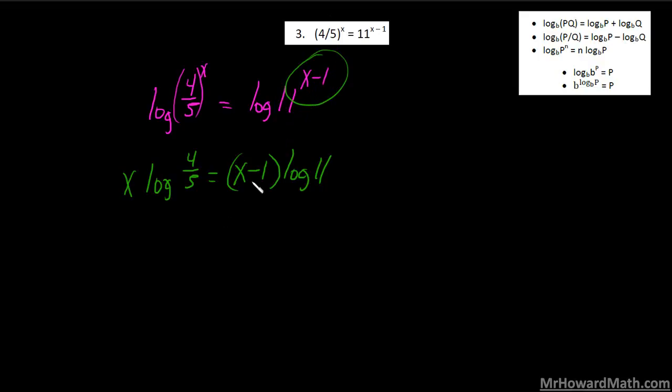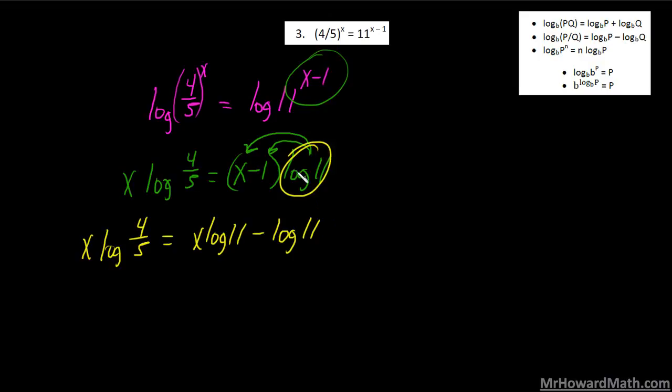So then we've discussed how log 11 is simply a quantity, so we can actually distribute that in here. And once we do that, the left side stays the same. x log 4/5 is equal to x log 11 minus log 11. We just distributed the log 11 in. Log 11 times x is x log 11.